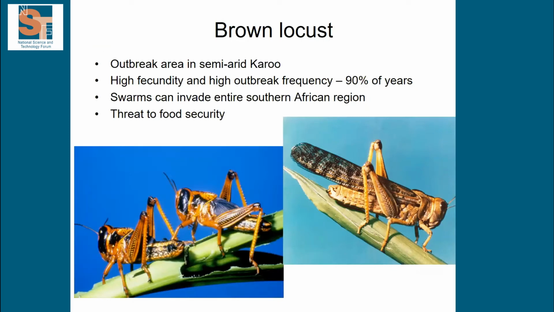The brown locust. Let me talk about the locust first. The brown locust is our most economically important locust. It has an outbreak area in the semi-arid Karoo. It has high fecundity and high outbreak frequency. Over the last 100 years, I've worked out that in over 9 out of every 10 years we've had outbreaks somewhere or other in the Karoo. These are gregarious outbreaks that needed control. Swarms escaping from the Karoo can invade the entire southern African region, and there's a huge threat to food security.